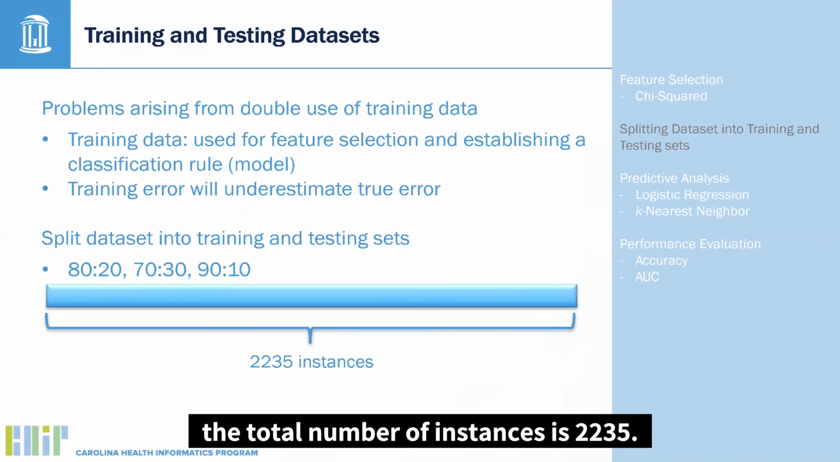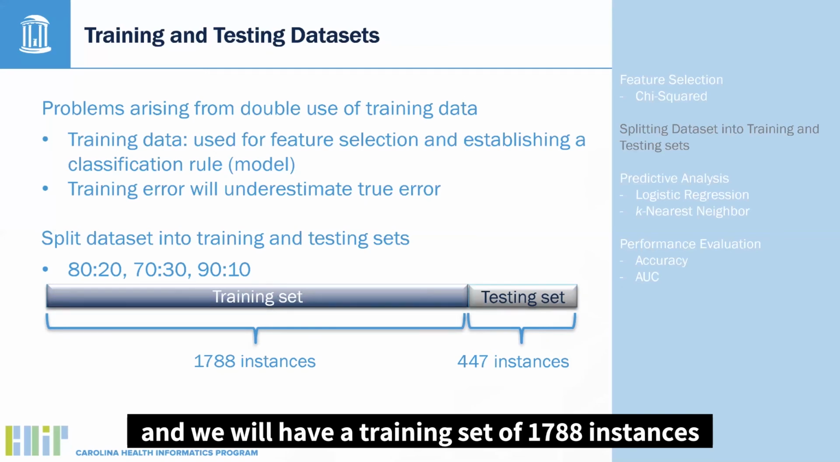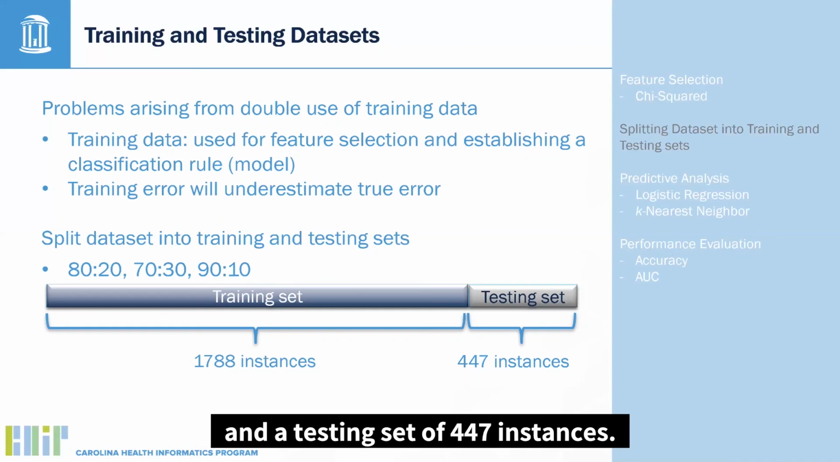The total number of instances is 2235. We will split the data using a ratio of 80 to 20, and we will have a training set of 1788 instances and a testing set of 447 instances.